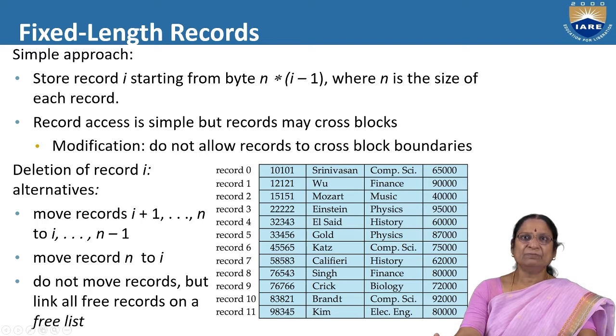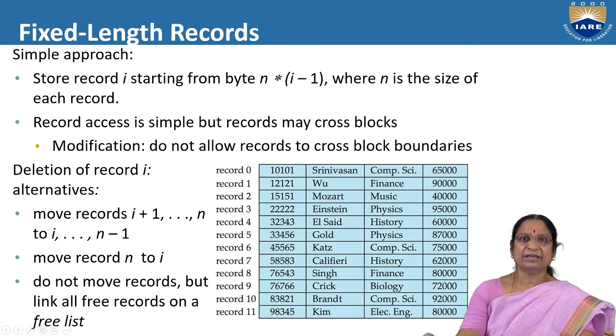How is the data going to be modified? Modification allows the records to cross block boundaries also. How is a record going to be deleted? There are various approaches. Once a record is deleted, all the remaining records below it are moved upwards. That is one approach, but it's a costlier process, or pointers are going to be used.